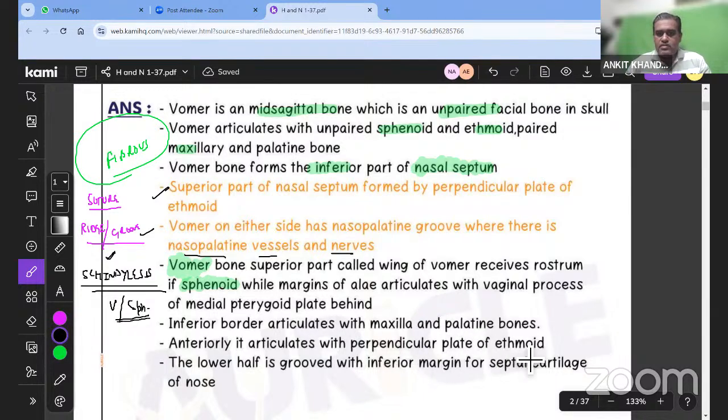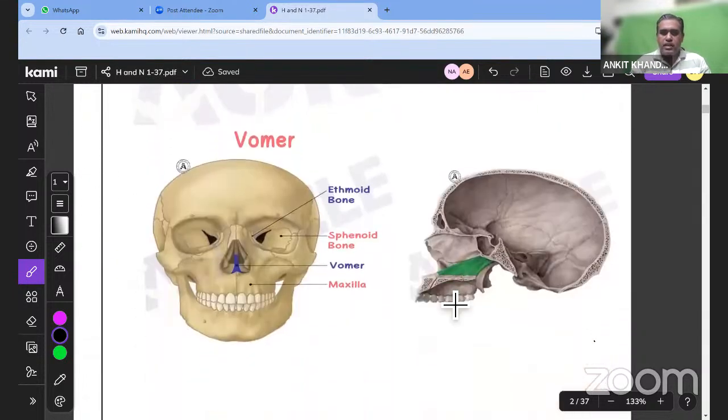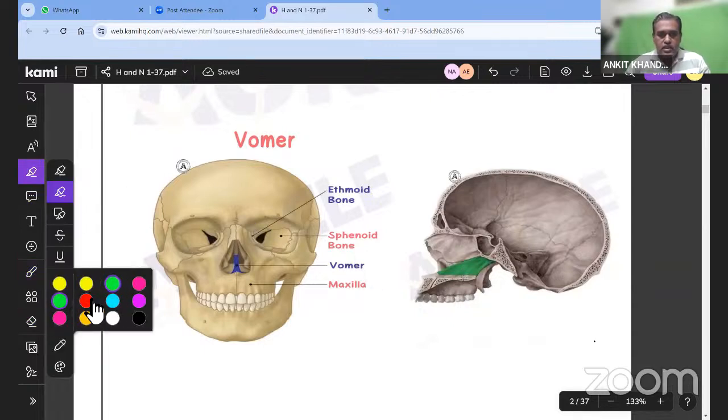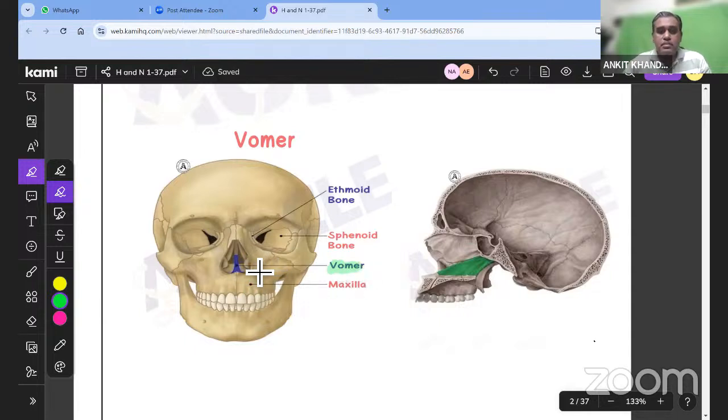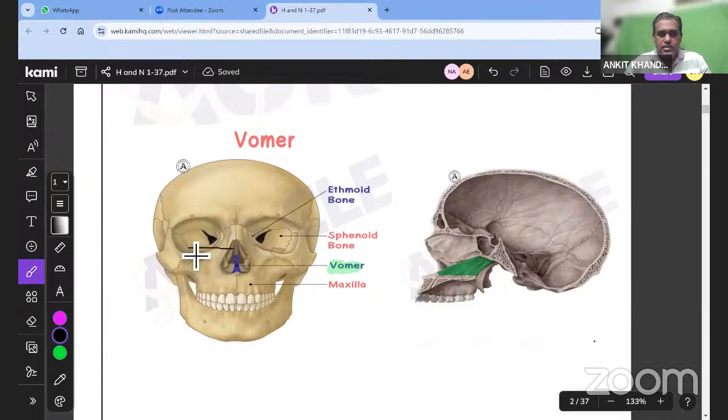Anteriorly, as you can see, it articulates with the perpendicular plate of the ethmoid, forming the nasal septum. That is sufficient for the vomer bone. Now, in the images, identify the vomer. This over here, let me highlight, is our vomer. You can see this blue colored part; that is the inferior part of the nasal septum. And if I put an arrow over here, the upper part of the nasal septum is our perpendicular plate of the ethmoid bone. Which plate? Perpendicular plate. Okay, so that is the vomer.